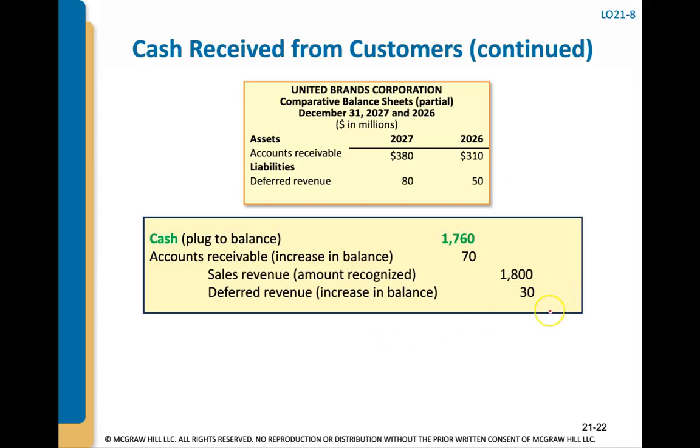And then there's a plug to make this journal entry balance, and that will be the cash. And look at here, the cash, $1,760. A debit to cash means we increase cash, which means we have collected it. So that's a way to also calculate the cash received from customers. This is really the fastest way.